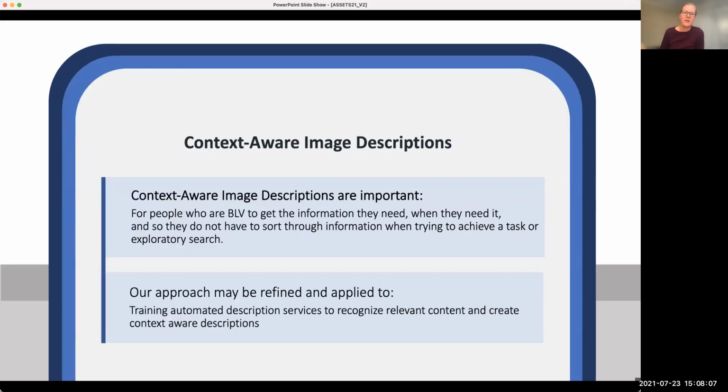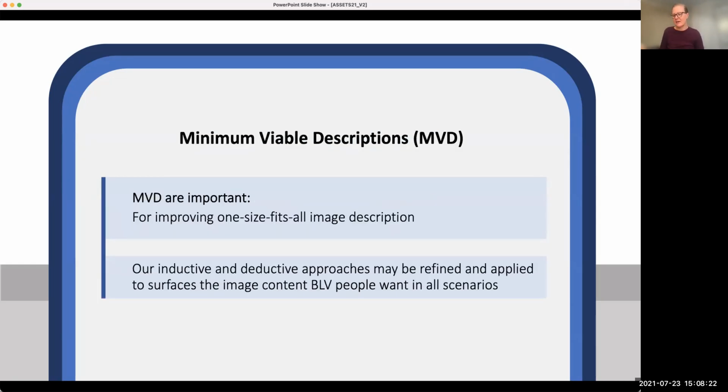All in all, this work brings us closer towards context-aware image descriptions, so people don't have to search through a bunch of information to get what they're looking for to achieve a task. And it can be applied to training these new description services. We're also advancing thoughts about how we can improve the one-size-fits-all image descriptions and looking at how these MVP content wants can be used across scenarios.